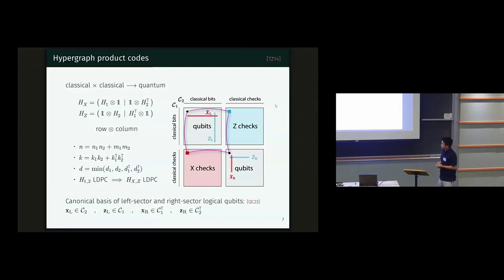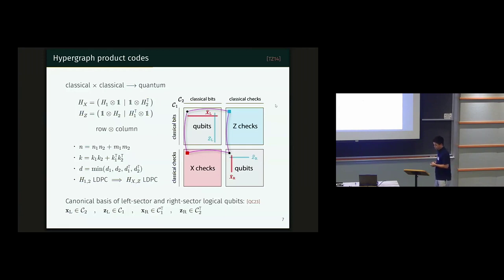Another nice thing is if you look at the logical operators of the hypergraph product code, they essentially mimic the code words of the classical codes along rows and columns. So for example, the XL is going to be a classical code word of C2, and ZL is a classical code word of C1.